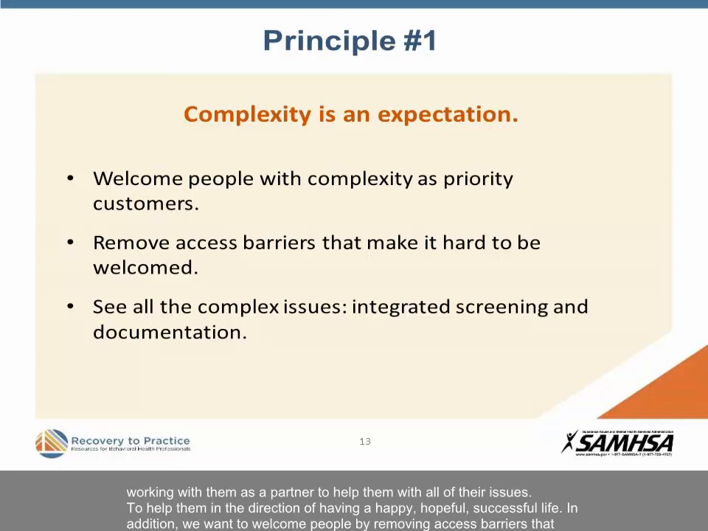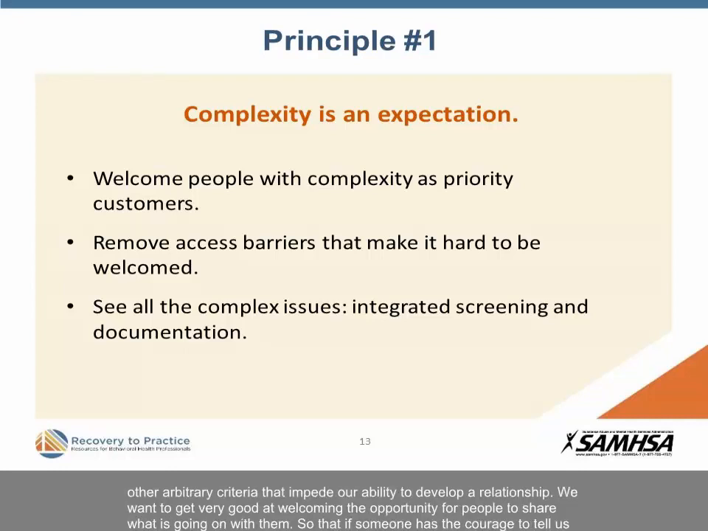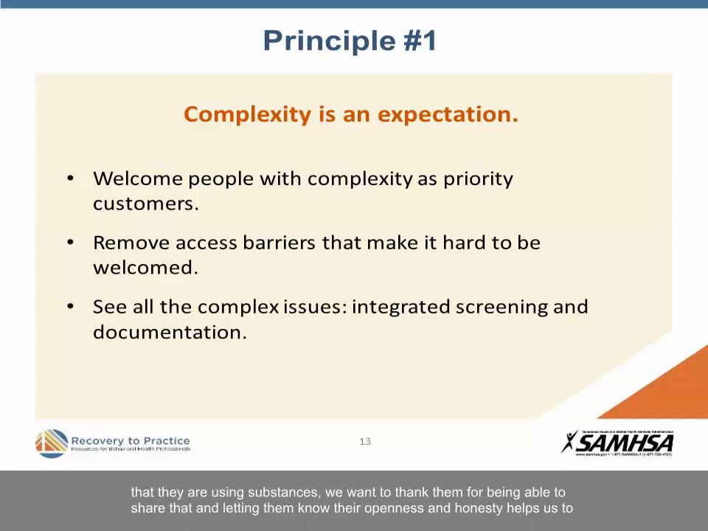In addition, we want to welcome people as they are by removing access barriers that make it hard to be welcome. And this includes paying attention to rules that often have been in place for a long, long time, whether in our program setting or in our practice setting, that say we're unable to welcome people until they have certain lengths of sobriety or other arbitrary criteria that impede our ability to develop the relationship as soon as we meet somebody. And we want to get very good at welcoming the opportunity for people to share what's going on with them, so that if somebody has the courage to tell us that they're using substances, we want to thank them for being able to share that and let them know that their openness and honesty helps us work with them to help them produce a better result for themselves in moving forward with their lives.